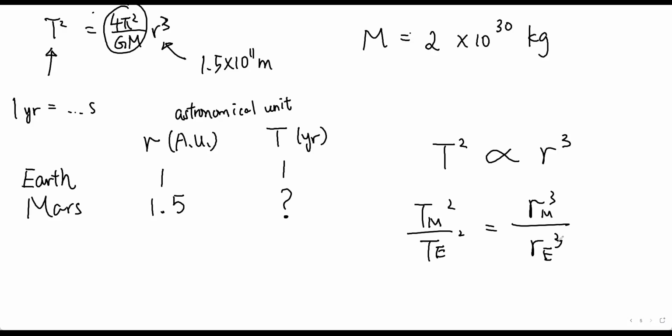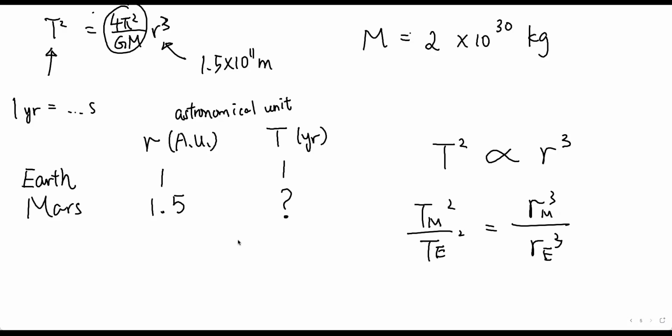So can you find the period of the Mars? Now you don't need to convert the unit back to second. You just keep using the unit AU and meter, and year, because the unit can be cancelled out in this formula. You don't need to change it back to meter and second.